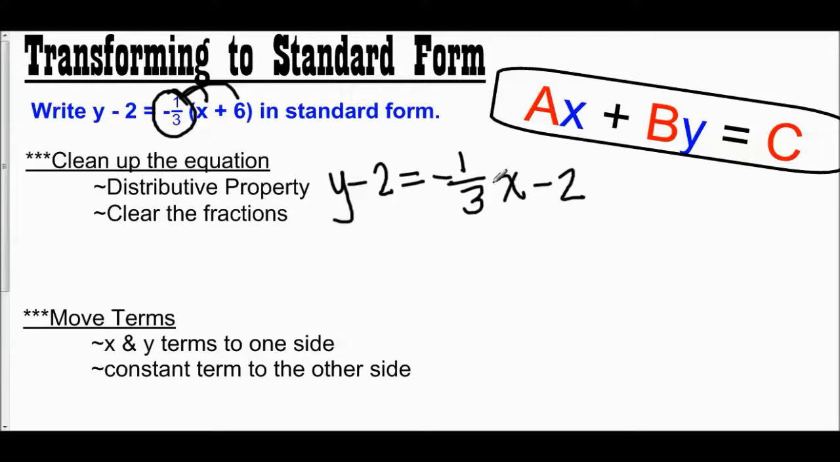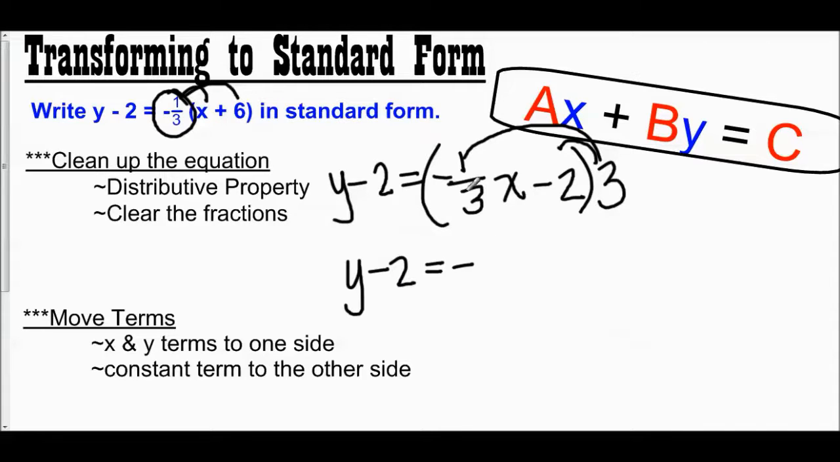So needing to get rid of that fraction over there, I can multiply by the whole number 3. That's the reciprocal of it. And so that would end up being 3/3, which is 1. So I'm going to multiply both sides by the whole number 3, and then I'm going to be distributing that back over there. So y minus 2 equals negative x, because that would end up being negative 3/3.